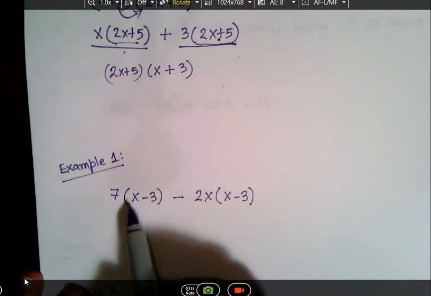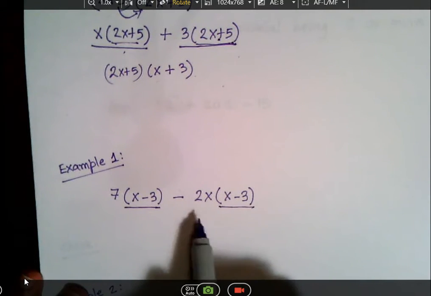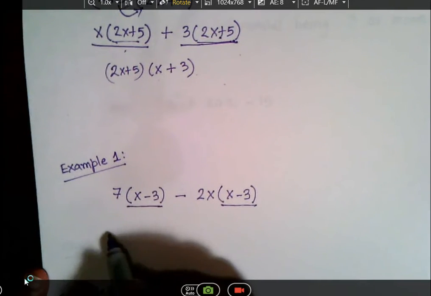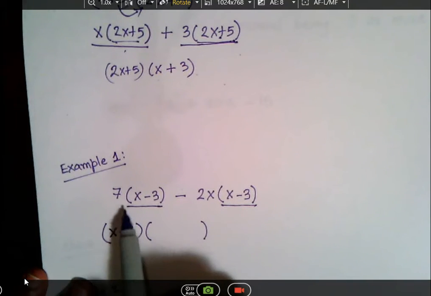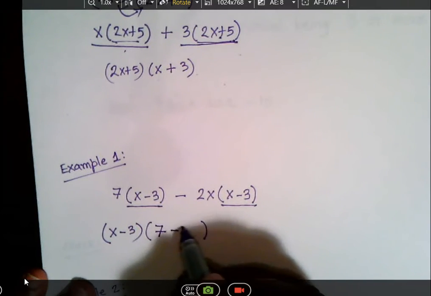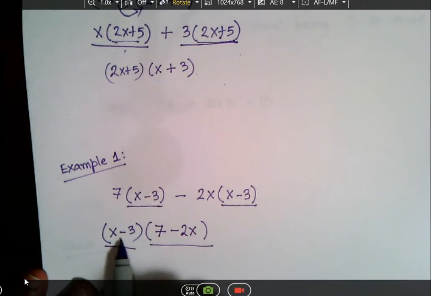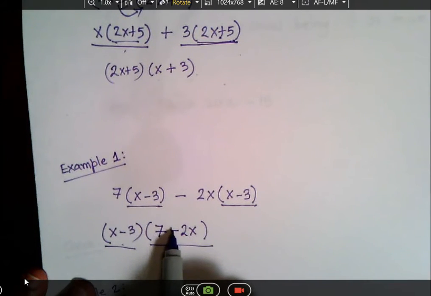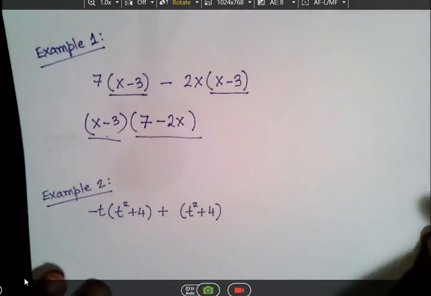So I'm starting with this. I have a common binomial factor which is x minus 3. So I have the x minus 3. I'm pulling it out. What is left? I have to write it within a parenthesis. What is left is a 7 from my first and a negative 2x from the second. So these two become my binomial factors now. So I pulled out this common binomial factor between these two, and what's left out of it, I just wrote as a separate polynomial. All right. So that's one example, pulling out a common binomial factor.